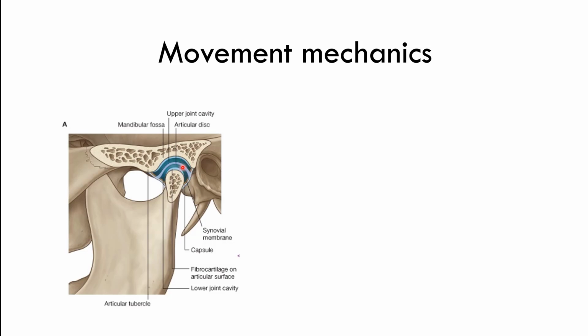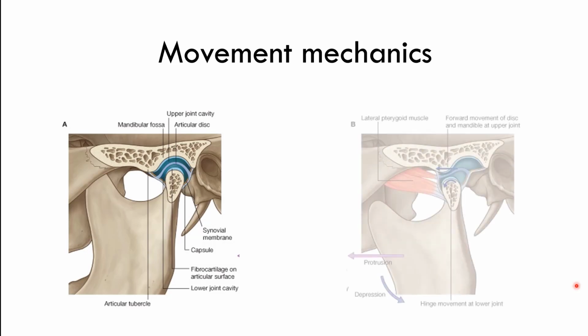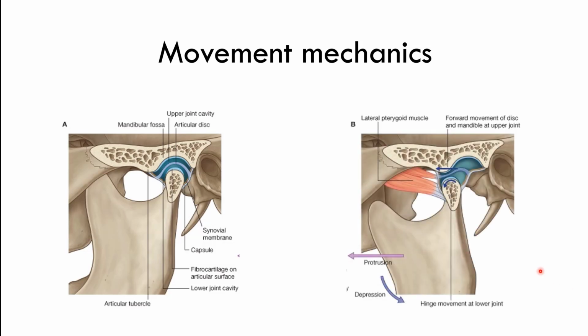We can call this articular disc a meniscus: the meniscotemporal compartment, which is above, and the lower joint cavity, that is the meniscomandibular compartment. So the movements happening in these two compartments are different, which can be seen here. You can see here, these are two different joint cavities separated by the articular disc, the fibrocartilaginous disc. When the lateral pterygoid is pulling it, in the upper compartment there is gliding movement.